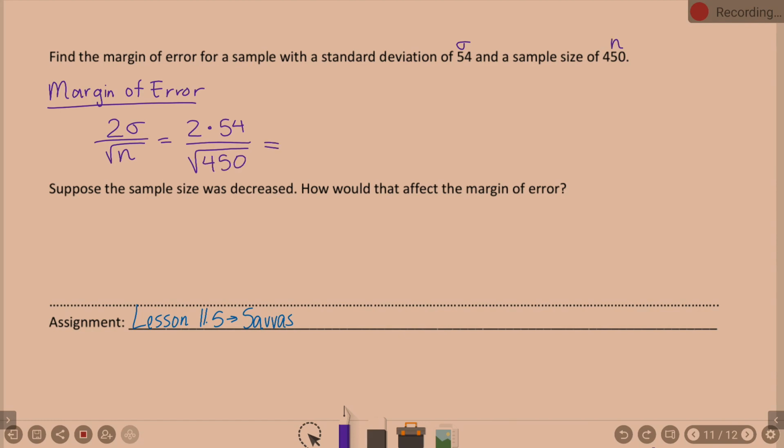As I mentioned, I do have 2 decimal places. So 2 times 54 divided by the square root of 450. What are you getting? 5.09. They only ask us for margin of error here. We don't even have a mean to be able to add and subtract it from. When you give a margin of error, it is typically given as plus or minus that amount. So if I was given this margin of error, I would say plus or minus 5.09.